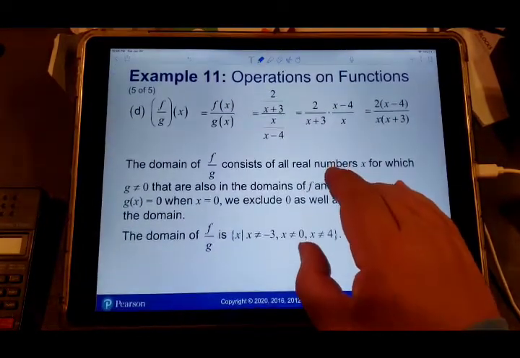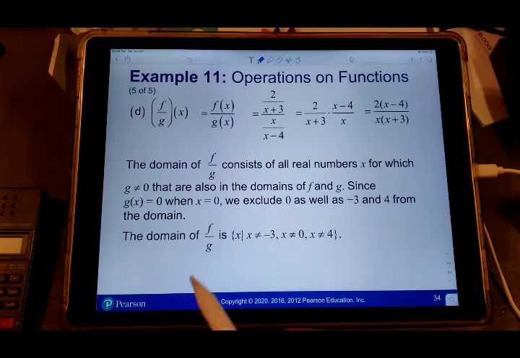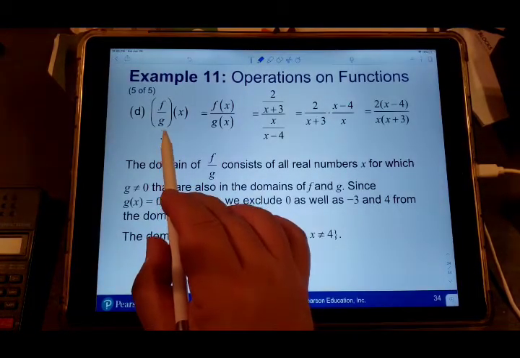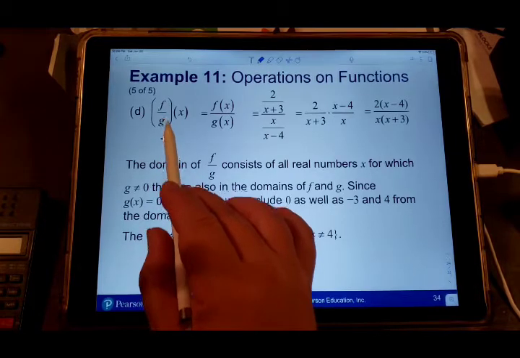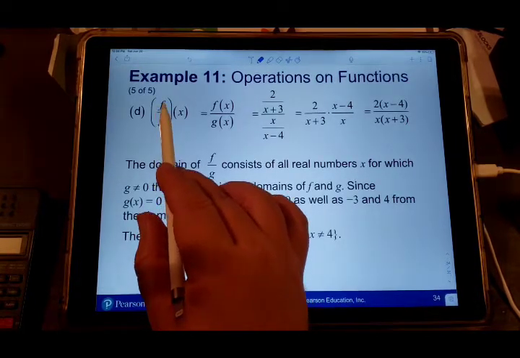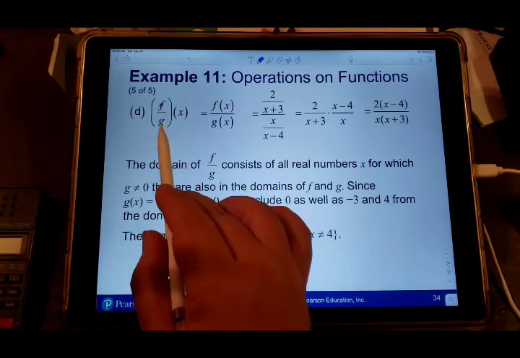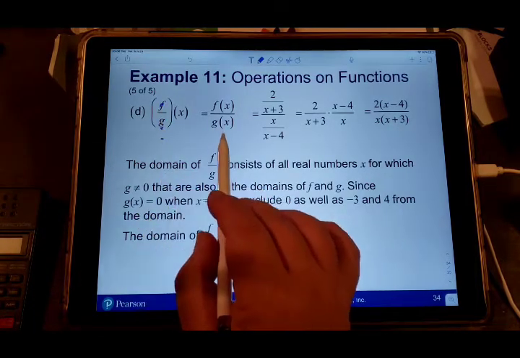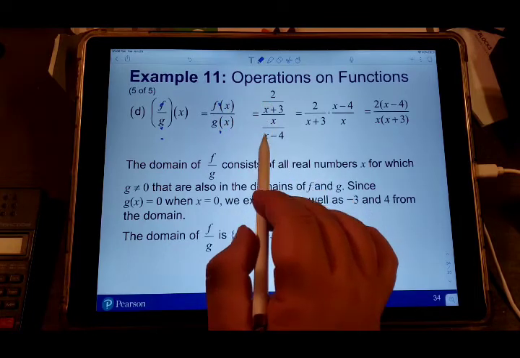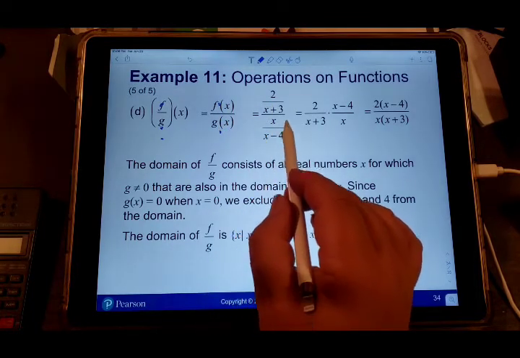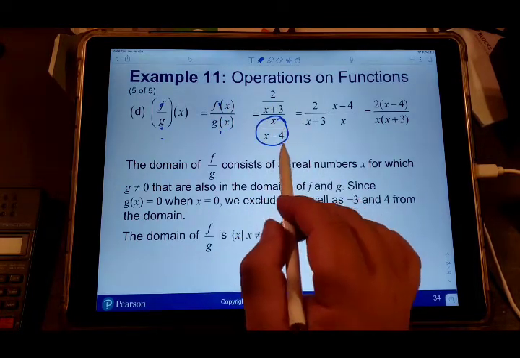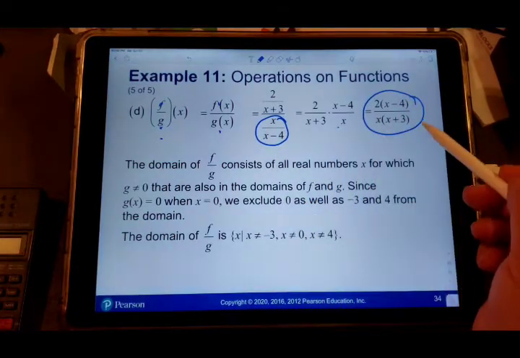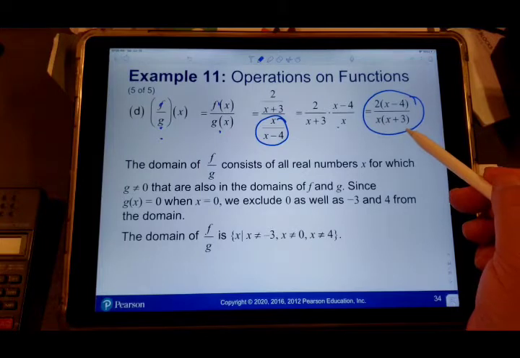So I guess this one is probably the most involved. If I have the quotient of two functions, and by the way, it does make a difference which one you have, which one they give you. They could have just as well given us g of x over f of x, but f over g is what they gave us. Substitute, and this was just a process of how fractions work. Multiply by the reciprocal, and you'll get your function.